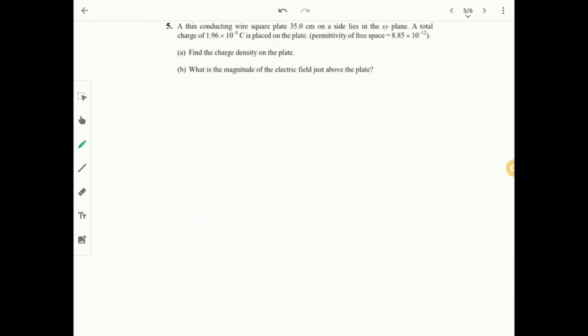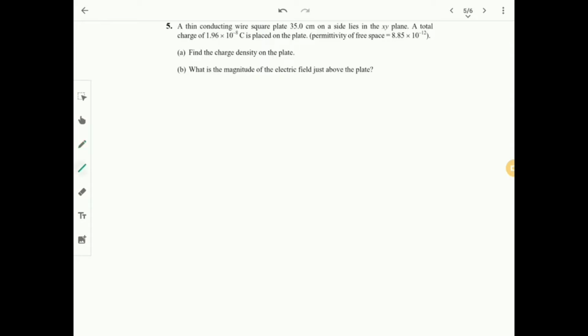Let's do number 5 as well. A thin conducting square plate, 35 centimeters on a side, lies in the xy plane. A total charge of 1.96 times 10 to the minus 8 coulombs is placed on the plate. We have epsilon 0. A says find the charge density on the plate, and B says find the magnitude of the electric field just above the plate.